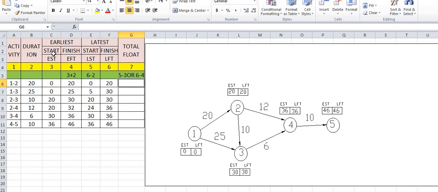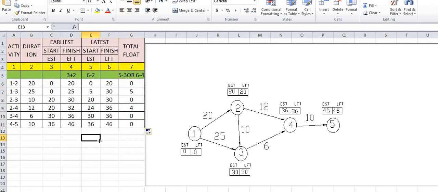Start minus or finish minus, it is one and the same. So in order to calculate the total floats, we have to subtract either start or finish. Here we have calculated this as start, so we will have this as 5 minus 3. 5 is here, minus 3, 0. In this way.